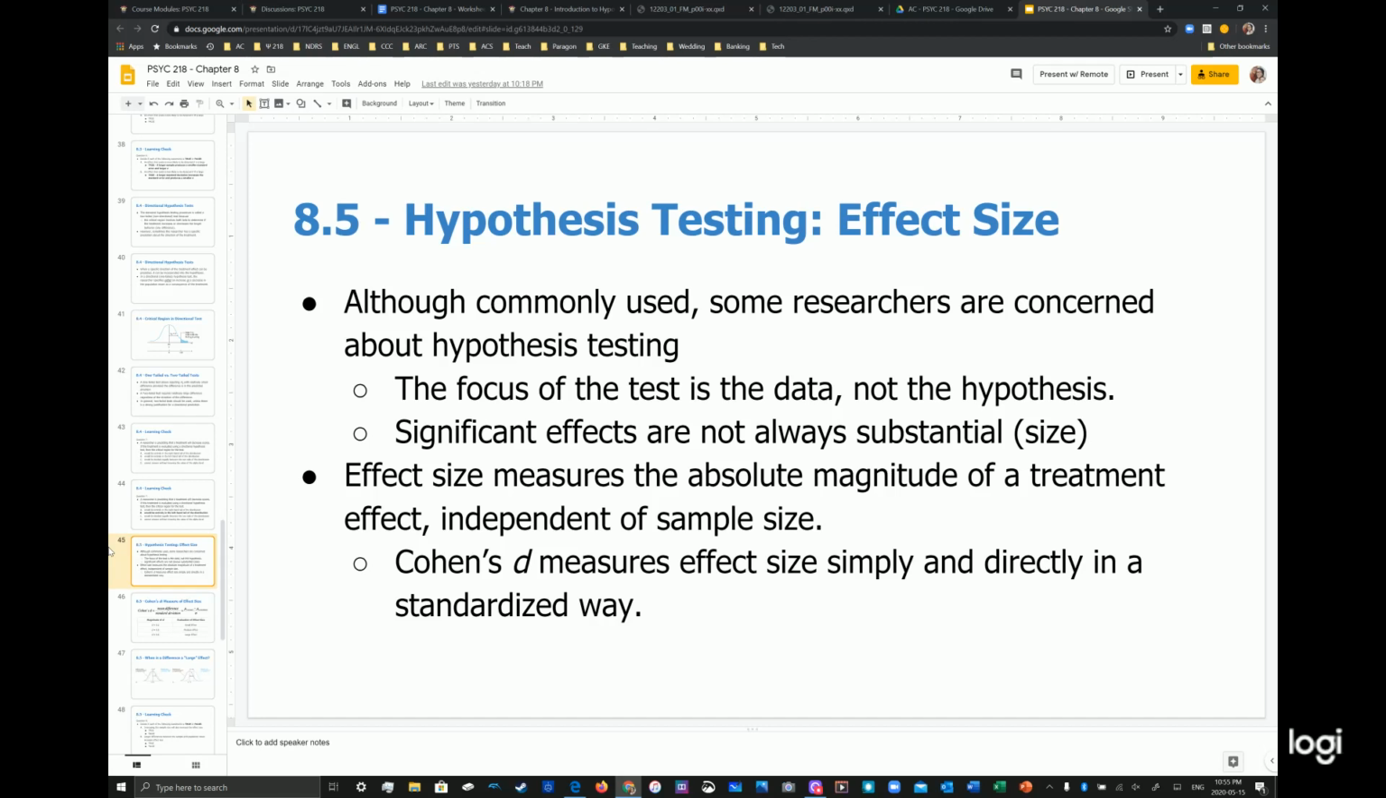Hey students, so this is our last part in chapter 8 where we finish off our intro to hypothesis testing in our Psych 218 course, that is analysis of behavioral data.